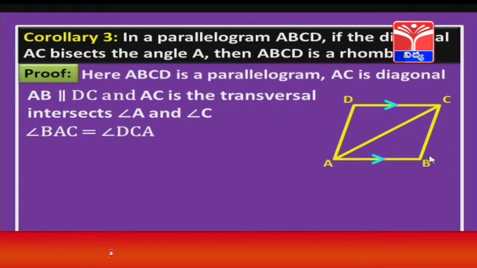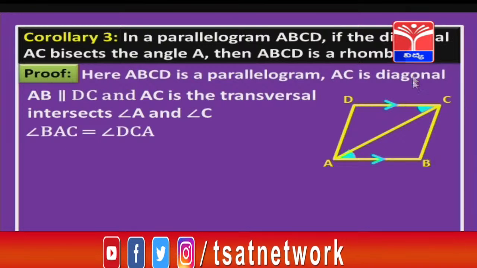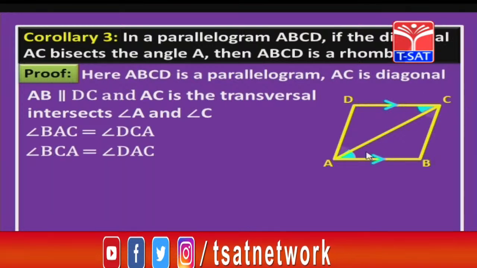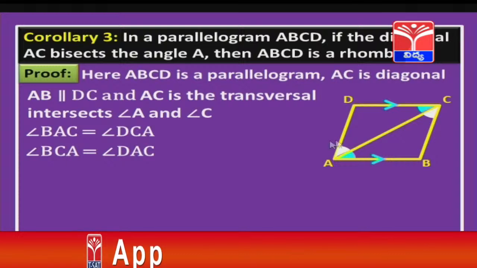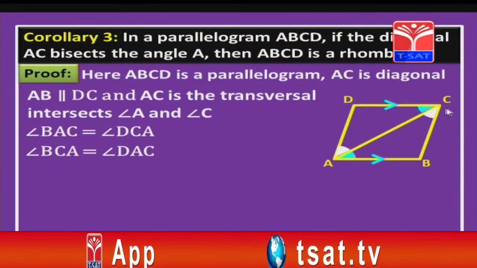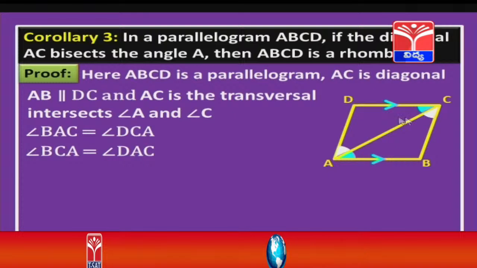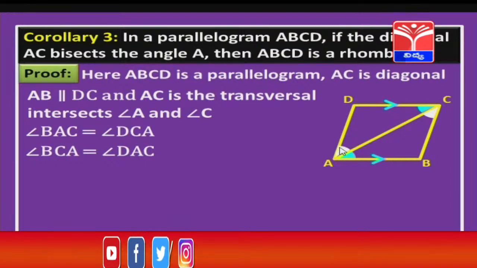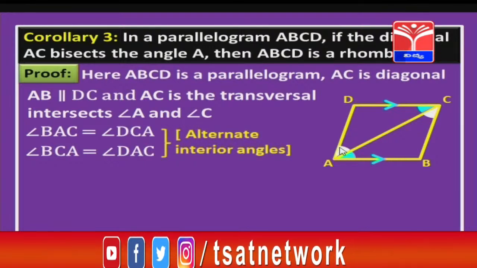Got it? Then we can write angle BAC and angle DCA both are equal. So, you can see, children, these two parts are equal. Not only that, if you notice the other two parts, that is angle BCA, this part, shaded in white, and also DAC, this part, they are also equal. The reason is they are alternate interior angles.